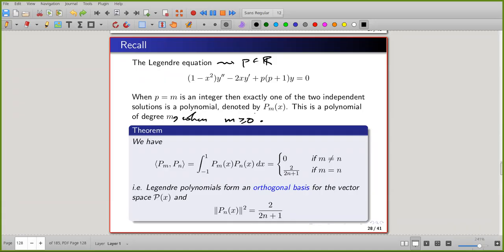And this is the theorem that we have proved just now. We have proved that P_m and P_n are orthogonal to each other if m is not equal to n, and their norm square is 2 upon 2n plus 1. There is also this condition that P_m(1) is 1. I should also state this normalizing condition. So this is the theorem which we have just proved.